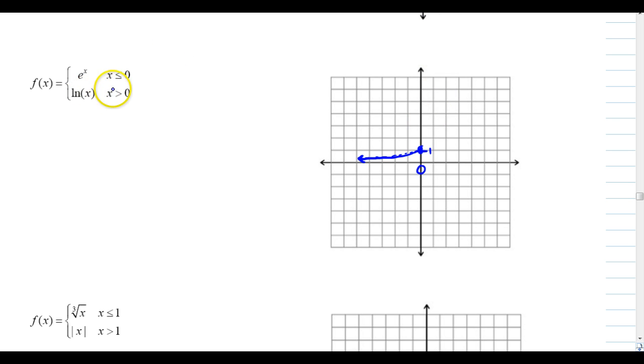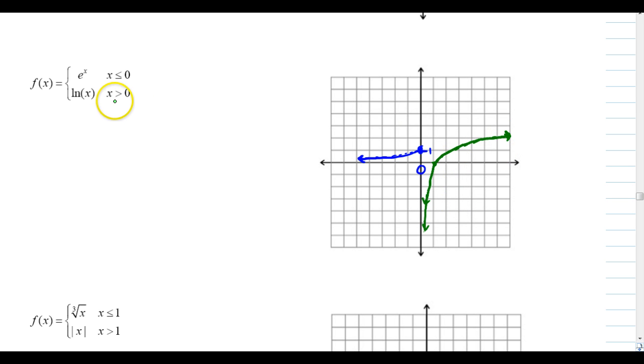And then natural log of x when x is greater than 0. So let's sketch natural log of x, which we should know goes through 1, 0, and has a vertical asymptote at 0, and this general increasing shape. And I only want this thing when x is greater than 0. So notice that this natural log function does not cross the y-axis here because that's a vertical asymptote. So I'm actually just going to draw the entire graph of natural log of x.